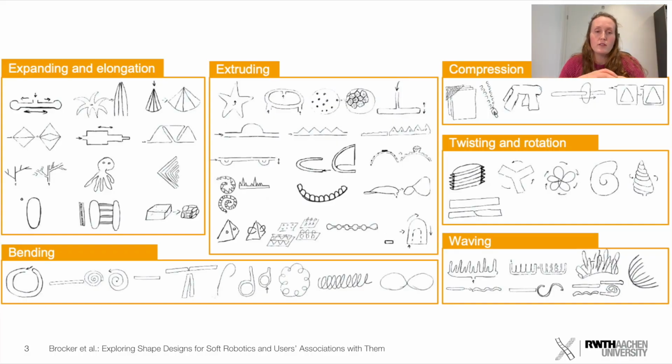That's why we wanted to understand how users interpret their shape designs and their movement mechanisms. Hence, we developed 36 shapes in brainstorming sessions with users and tested them in a user study. We categorized all sketches by the sketched movement mechanism that was provided by the participants in the brainstorming sessions, and ended up with 6 categories seen on this slide: expanding and elongation, extruding, compression, twisting and rotation, waving and bending.